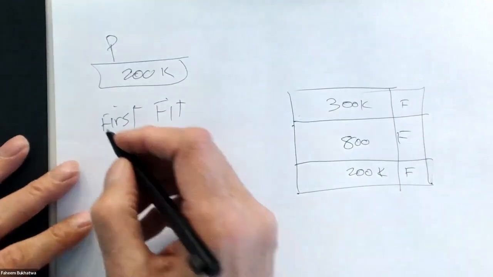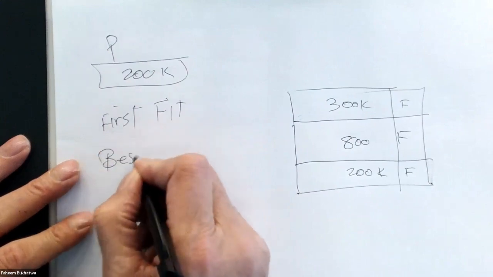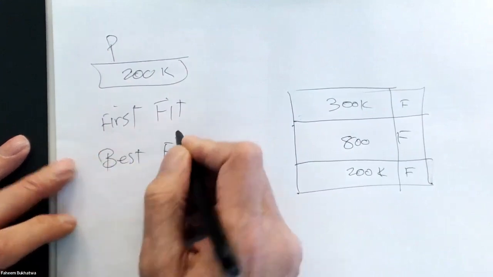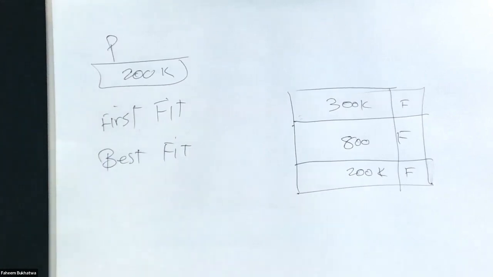Now, the next method is called the best fit. So there's another way of allocation. Are we going to use the first fit or the best fit? It's up to the administrator. It's up to you to tell the memory manager, go for the best fit, or go for the first fit. Now you know how the first fit works. If we go for the best fit, which partition do you think we will allocate this program to? Partition 1, 2, or 3? 3, because it fits best.